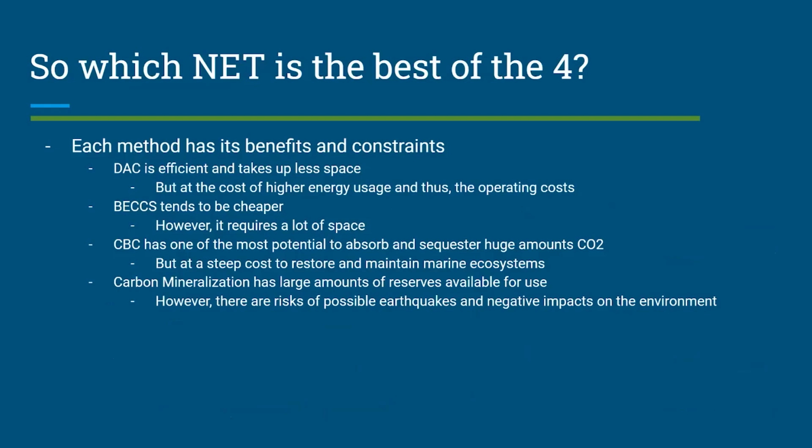All right. Well, so which NET is the best of the four? Although each method has its benefits and constraints. For example, DAC is efficient and takes up less space, but at the high cost of higher energy usage and thus higher operating costs. BECCS tends to be cheaper, however, it requires a lot of space and arable land, which means that it negatively impacts agriculture.